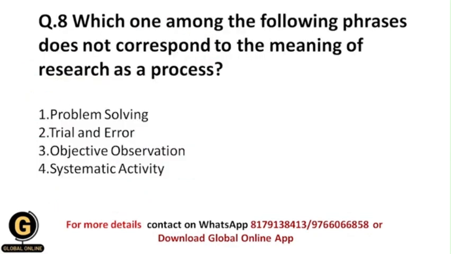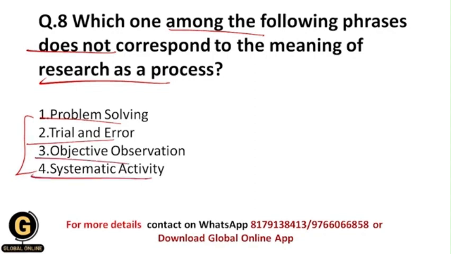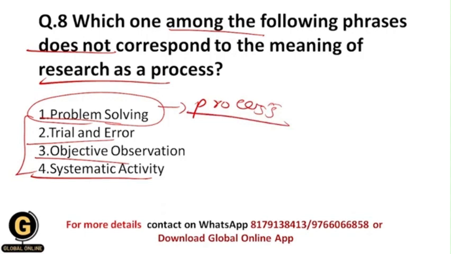Okay, which one among the following phrases does not correspond to the meaning of research as a process? So from these options, which is the phrase which does not correspond to the meaning of research as a process? So whether it is problem solving, whether it is trial and error, or objective observation, or systematic activity. So problem solving is basically a whole process in which we solve the problem through different steps, and that's why this is nothing but a process, and problem solving corresponds to the meaning of research as a process, so this option gets eliminated. Trial and error means here we repetitively do the experiments. Okay, it means that we do the trials and after that we get the errors, then whenever we get the errors, we again repeat the same experiment, and this is nothing but a process.